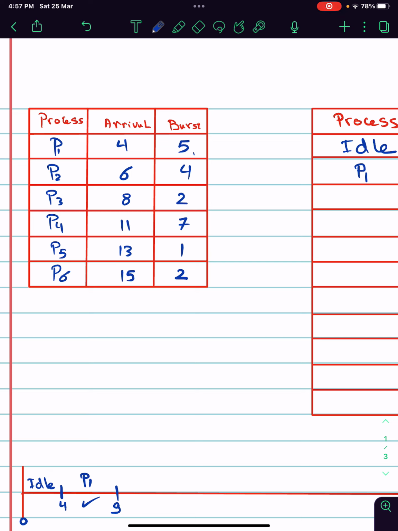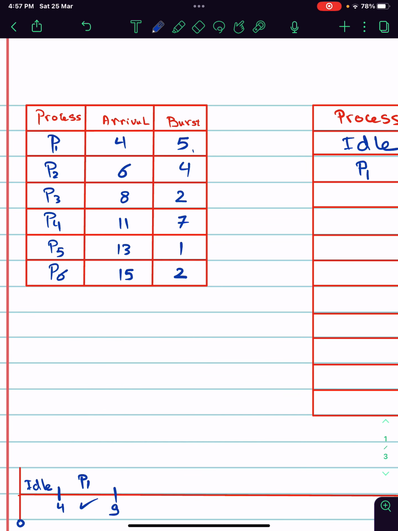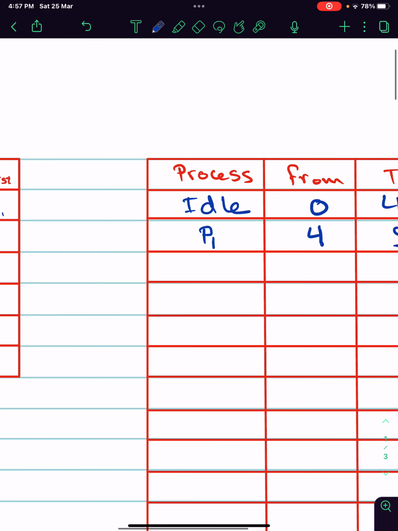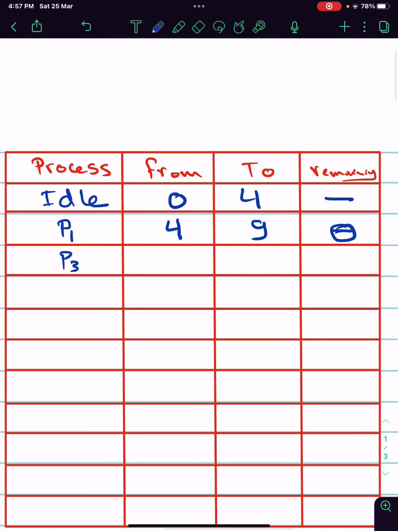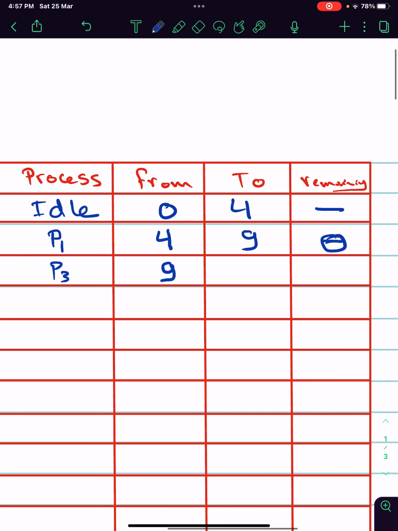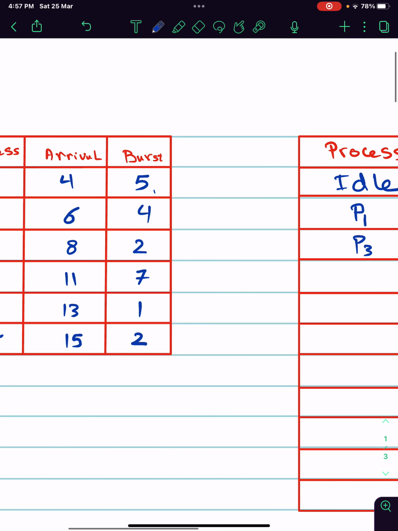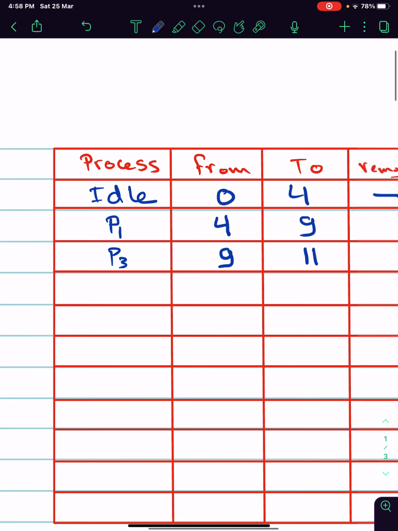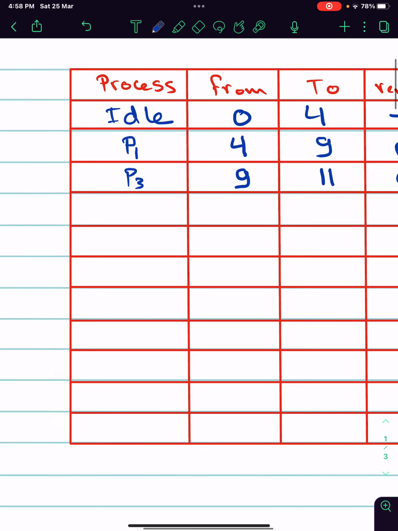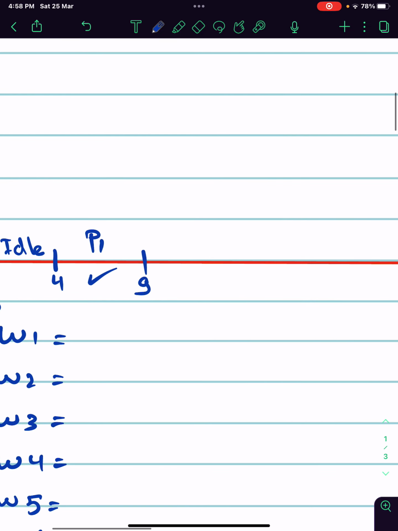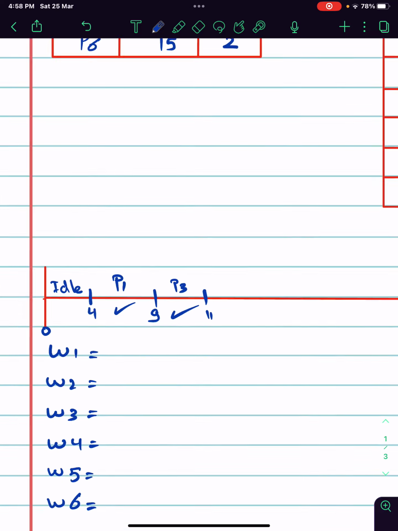As you can see, the burst of P3 is less than P2, so P3 is going to be the one to choose. So here P3 is going to be chosen. It's going to start from time 9 to 11. Why to 11? Because it has a burst of 2, all right? And there's no remaining time, as you can see. Let's draw that. So from 9 to 11, you have P3, and P3 is done.